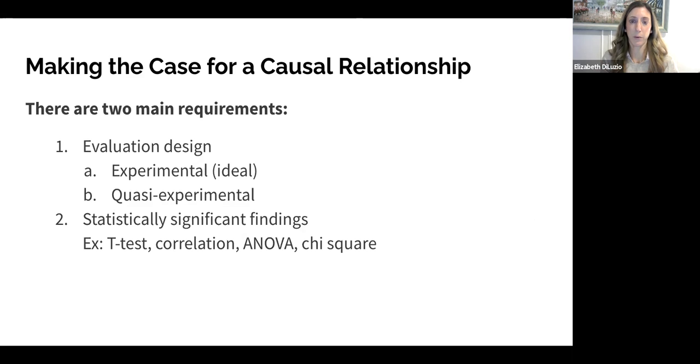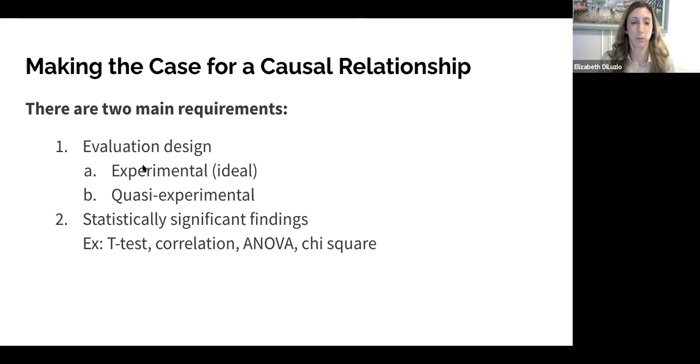So we're going to set up an evaluation design that is solid. And then when we collect our data and we do our analysis, at the end, we're looking for a statistically significant finding. And so when we have both of those things together, a solid evaluation design and positive statistically significant findings, we can say Lower Merion had an impact on a child's academic success. And really, that's what we're covering in these next 7 classes.